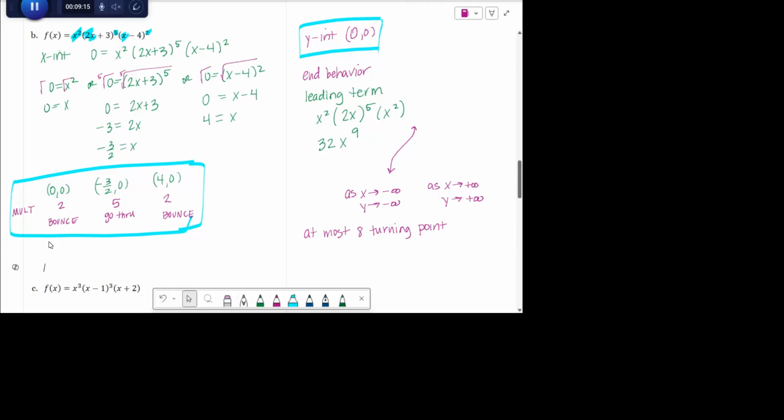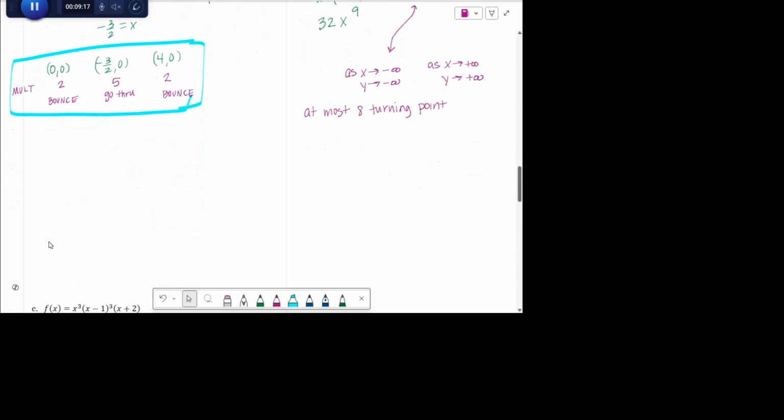All right, let's put this all together and see if we can get a rough sketch of a graph. So I'm going to space this out a little bit. We've got an x-intercept at (0, 0), and then at negative 3 halves, so here, and then 4 here. The y-intercept is also at the origin. We said that our end behavior is going to be going up on this side and down on this side. Now we'll take the multiplicities into account.